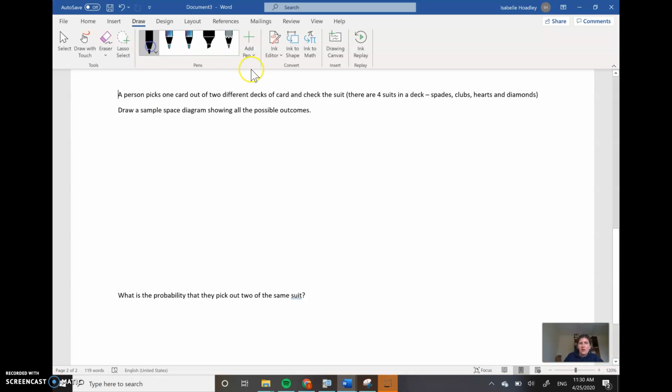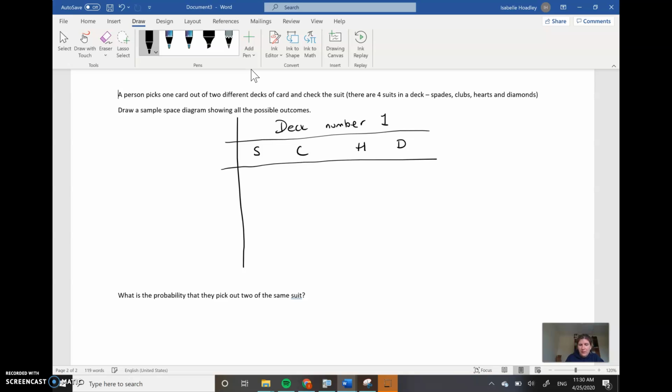So this is our deck number 1, and we're going to do this one across the top. Now, our possible things that we could pick out are spades, clubs, hearts, or diamonds. Okay, and there's our deck number 1. Now deck number 2, let's write this one over here. Deck number 2, we could also have spades, clubs, hearts, and diamonds.